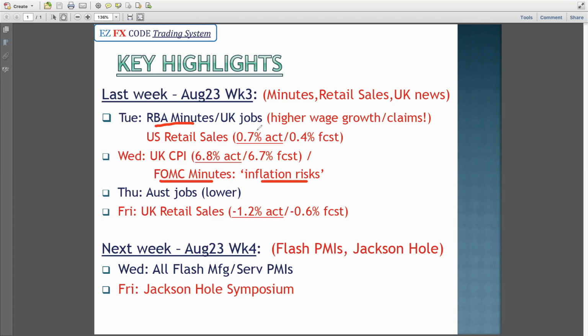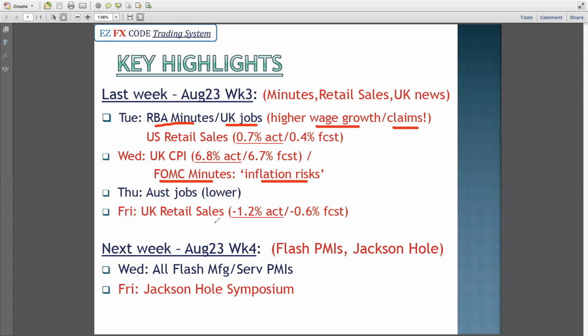And compared to that, with the UK, there's been some data that shows that the jobs market has been still strong, with higher wage growth, but unfortunately higher claims as well on the job front. So it's a mixed picture here, with higher wage growth, which could be a concern to their inflation figures.